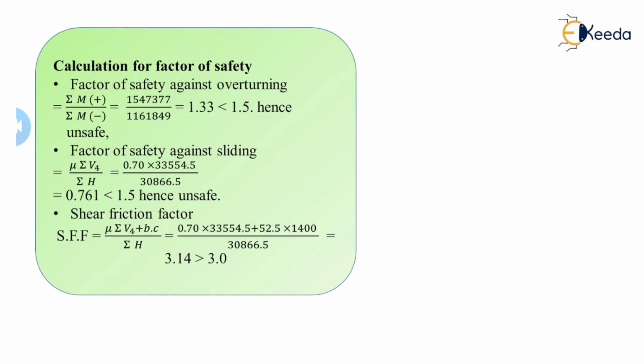And factor of safety against sliding, in a similar manner, mu into summation of vertical forces divided by summation of horizontal forces. Value is 0.761. The value is less than 1.5. Again, it is unsafe. So the shear friction factor is mu into summation of vertical forces plus width of the dam into C, that is the coefficient value, divided by summation of H, horizontal forces. The value is 3.14, which is greater than 3.